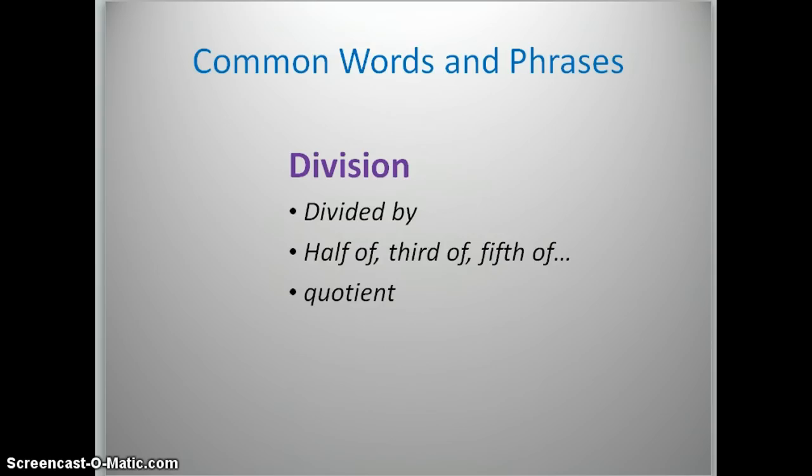Now these can get a little tricky as well, because you can write those as multiplication, and that would be acceptable as well. So for example, if you see half of something, you can either write divided by 2, or you can write 1/2 times. So you have some leeway in those cases.